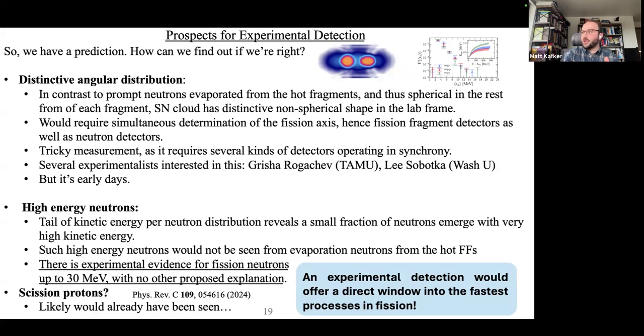And I'll say one more thing about this, and I promise I'm almost done. It looks like we're going to end right on the hour. But I will say one more thing in this blue box. An experimental detection would offer a direct window into the fastest timescales in the fission process, which would be kind of cool. I mean, you would basically be observing something that's happening on the tens of fermi over c timescale.